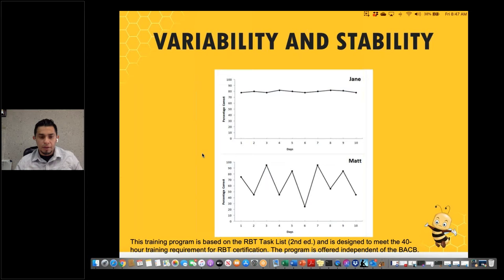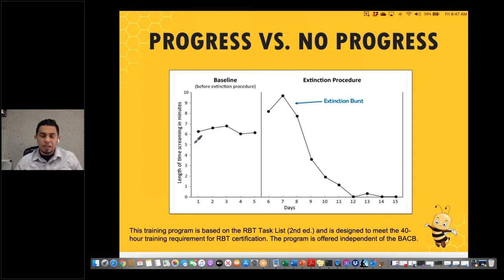Moving on to the next thing, which is progress versus no progress. We talked about the fact that when we have a baseline, we want to have that stability here, right? We accomplished that stability, and now we can start the treatment. When we do this particular type of layout, we try to figure out whether we can reduce that behavior right away.